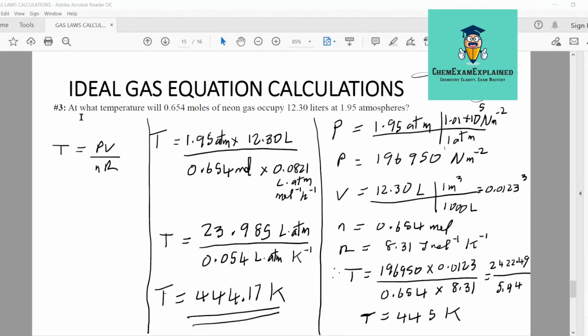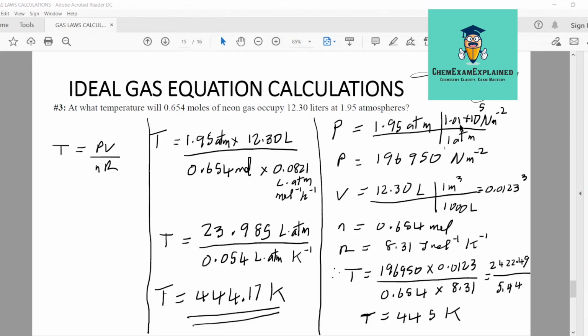So the question requires the temperature. So using PV equal nRT, I would just make T the subject of the formula. Therefore, T equal PV over nR. You notice that I have my pressure, I have my volume, my number of moles, and my R. And I just plug in that information, do the conversion with the units and the cancellation of the units. And I get my answer to be 44.17 Kelvin.